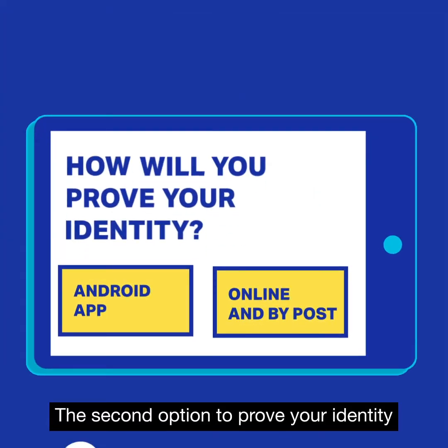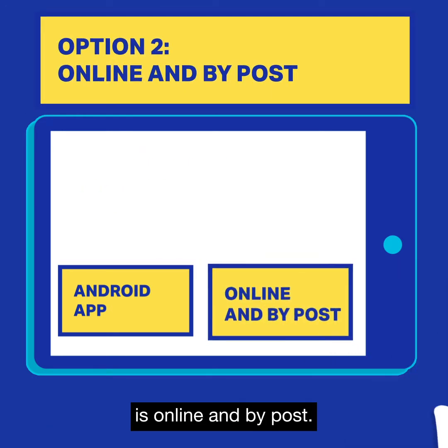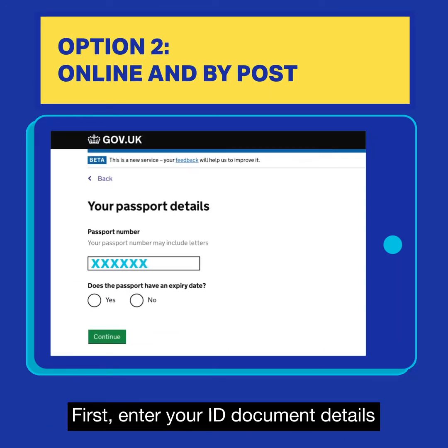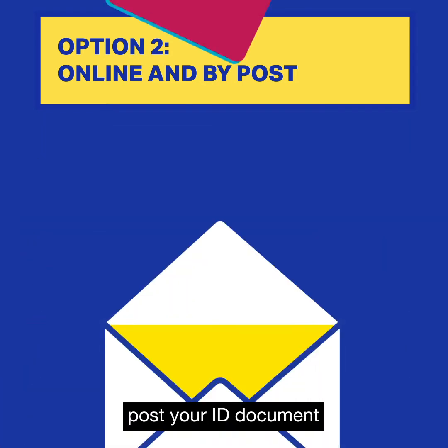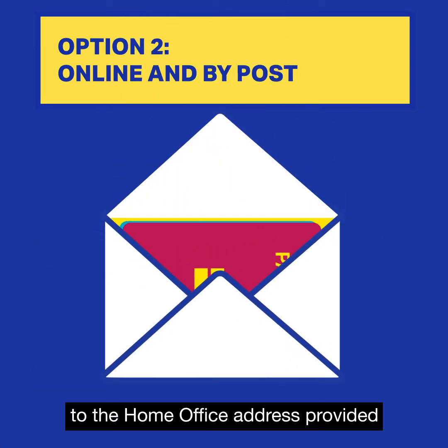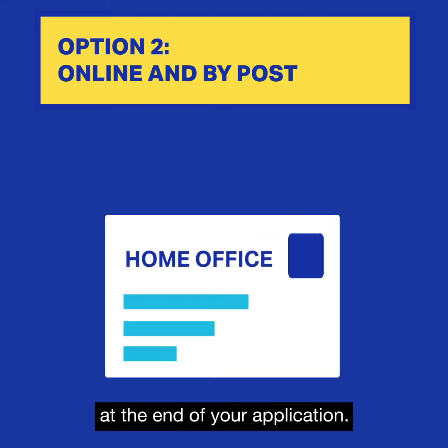The second option to prove your identity is online and by post. First, enter your ID document details in your application. When you have submitted your application, post your ID document to the Home Office address provided at the end of your application.